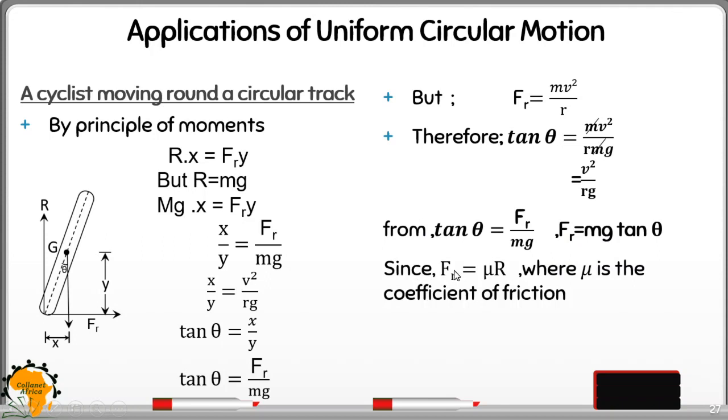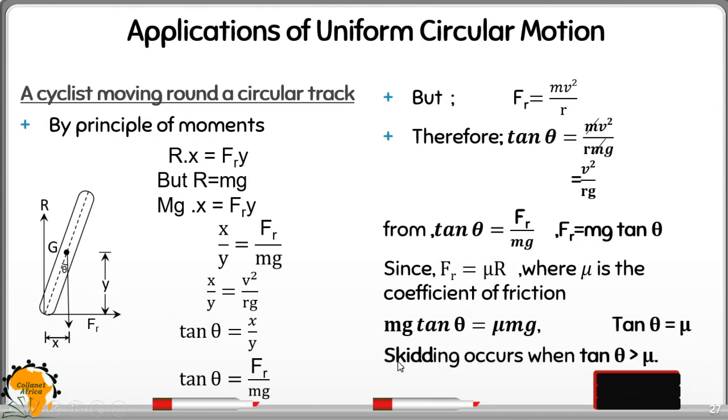In Form 3, we learned that friction force is always given by mu r, where mu is the coefficient of friction. But here we have seen that the friction force is mg tan theta. Remember, this r is also the same as mg. Therefore, mg tan theta is equal to mu mg. If you look at mg and mg, we have them on both sides, which implies that tan theta is equal to mu. And this means that skidding occurs when tan theta is greater than the coefficient of friction mu.